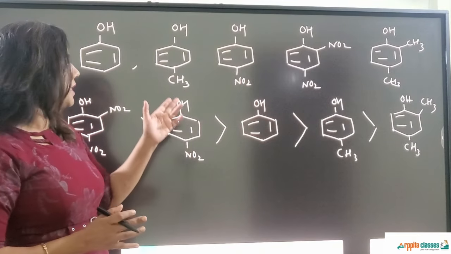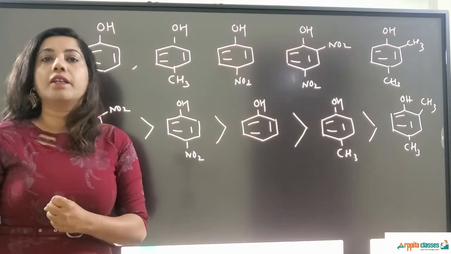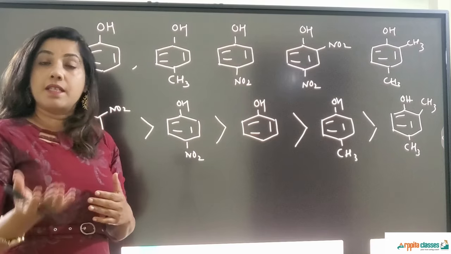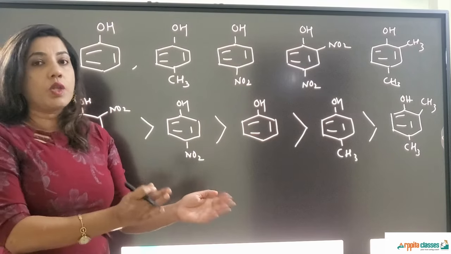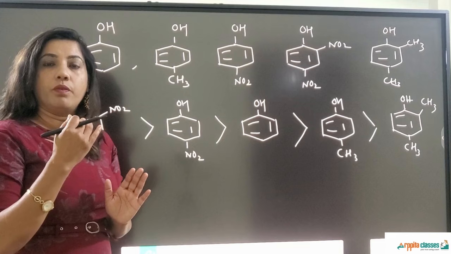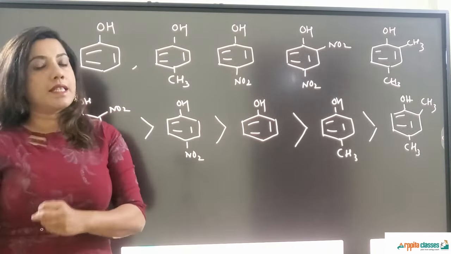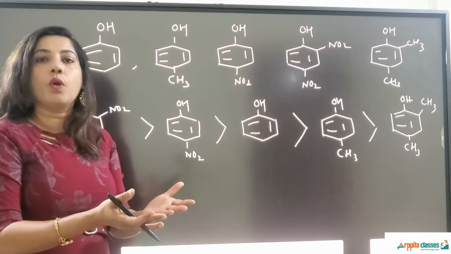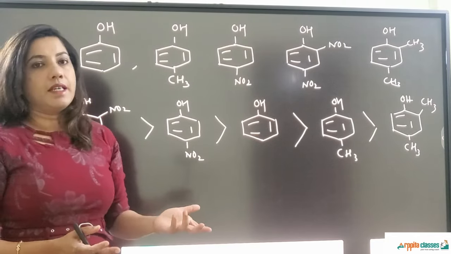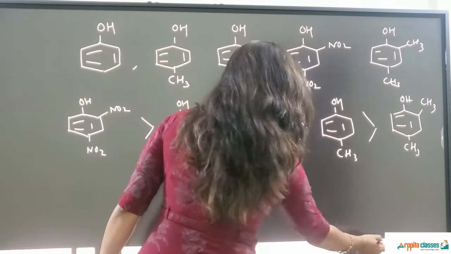And another thing we have seen is that if there is an electron withdrawing group attached to the benzene ring, then the charge is getting distributed, so the acidity is increasing. How? Because the conjugate base stability is increasing. The electron withdrawing group is increasing the acidity, and the electron donating group is decreasing the acidity. So this is the final takeaway of today's lecture. I'll just write it down here.